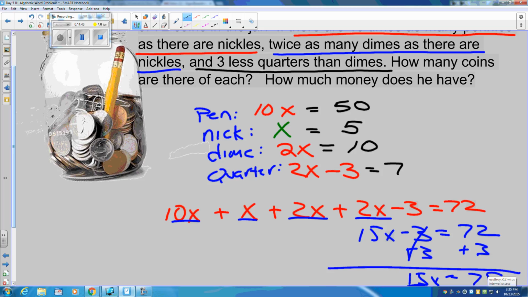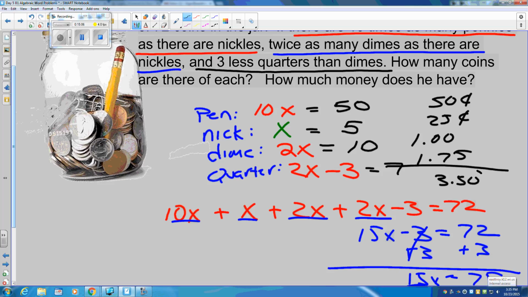Now, if you did that last question, this would be 50 cents. 5 nickels is 25 cents. 10 dimes is $1. 7 quarters is $1.75. If you add that all up together, let's see. There's $3.50.